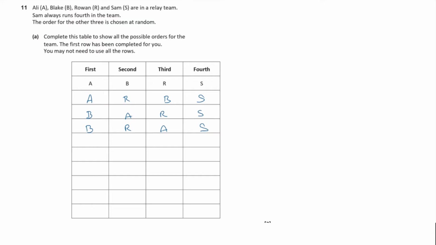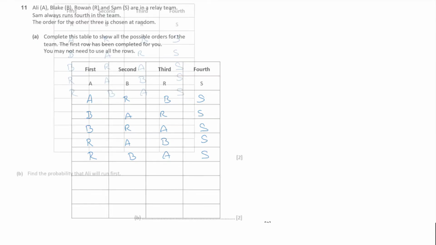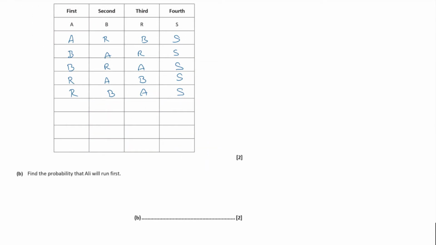Then what are the possibilities with B coming first? I could have B, A, R, S, or B, R, A, S, just switching the R and the A around. Or R could come first, in which case I'd have R, A, B, S, or R, B, A, S. Now I think that's all the different options. I don't think there are any more. S is the same in all of them, and I've switched out all the others into every position they can possibly be.